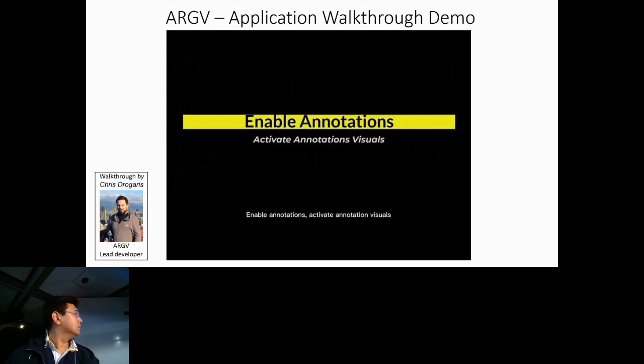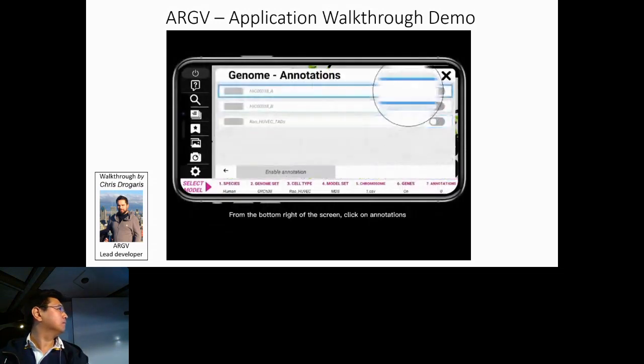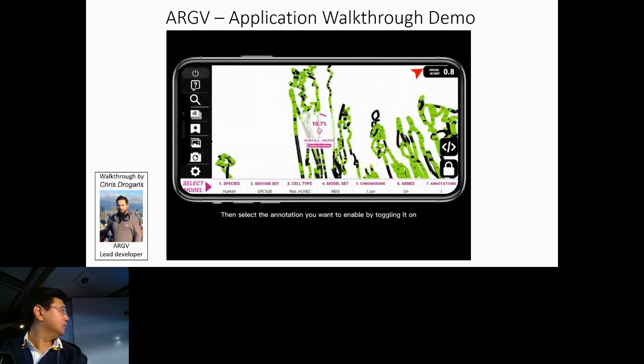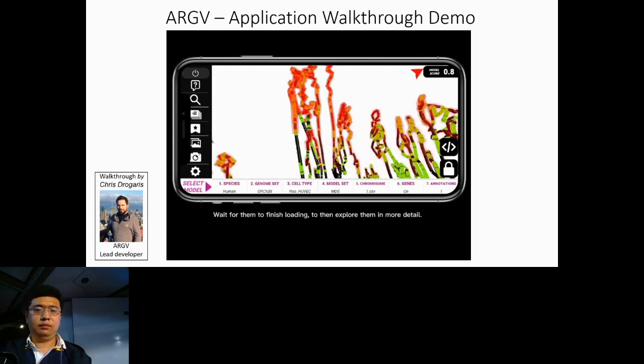Enable annotations, activate annotation visuals. From the bottom right of the screen, click on Annotations. Then select the annotation you want to enable by toggling it on. Wait for them to finish loading, to then explore them in more detail.